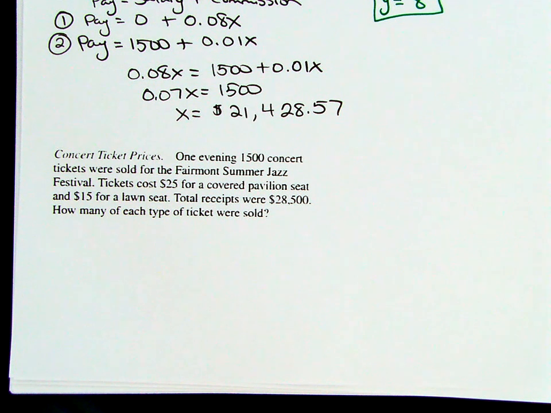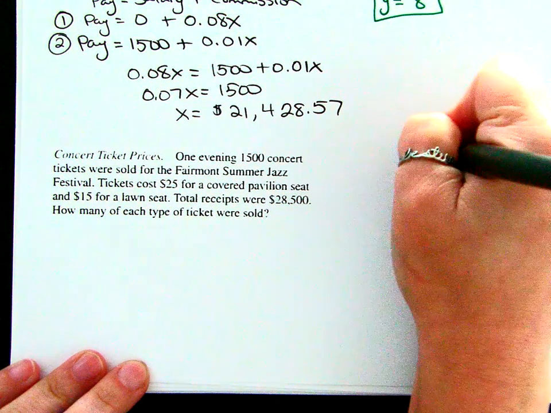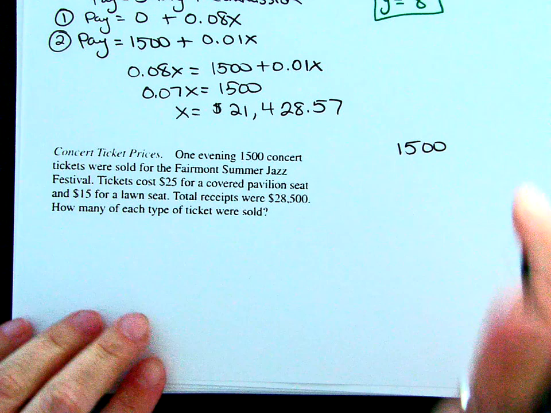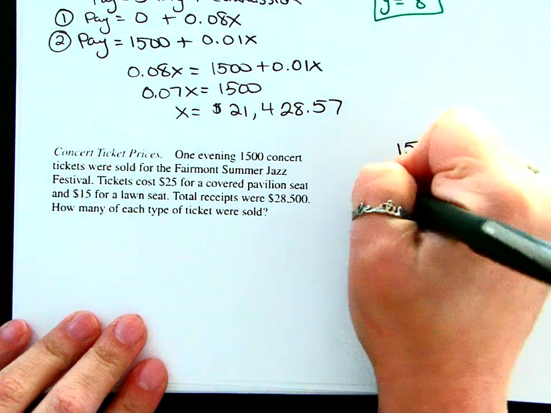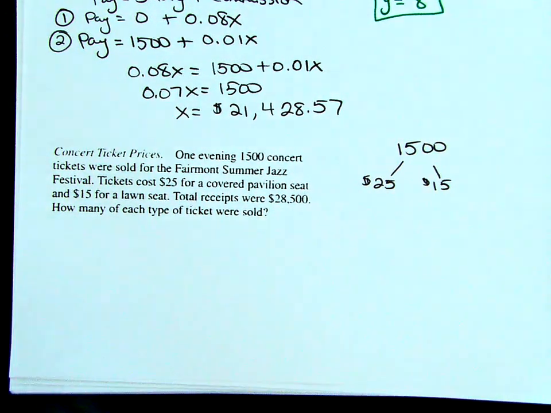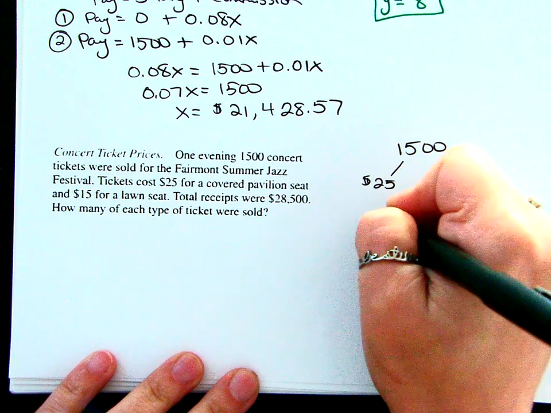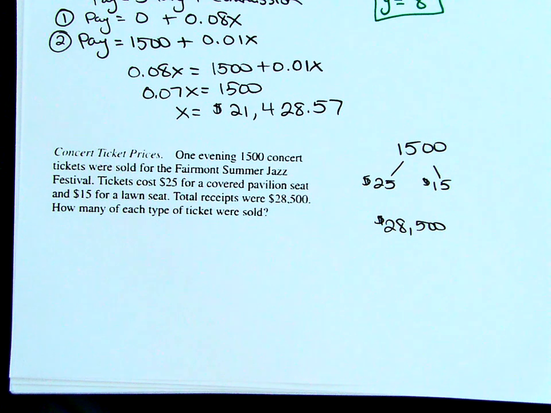Okay, we've got lots of information. We know that we sold 1,500 tickets. We know that some of them cost $25 and some of them cost $15. And we know that we had a grand total of $28,500 in sales that day. Now, we don't know the rest of it. We don't know how many of each. So let's call one of them X and one of them Y. That's kind of our default.